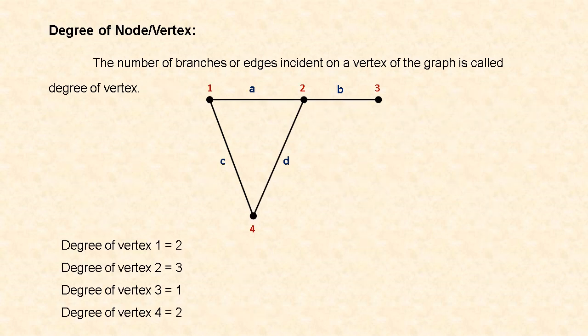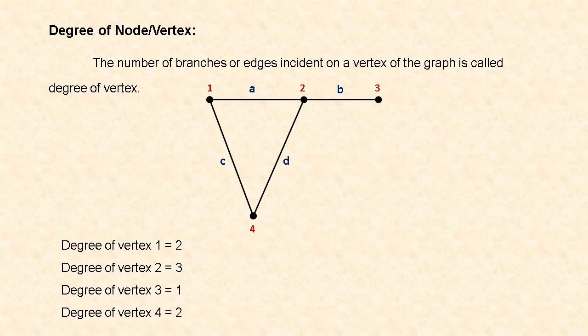Next, degree of node or vertex. The number of branches or edges incident on a vertex of the graph is called the degree of the vertex. Here, if you see the figure, the degree of vertex 1, that is node 1, is 2 since 2 branches are incident on it. And if you see the degree of vertex 2, it is 3 because 3 branches are incident on it.